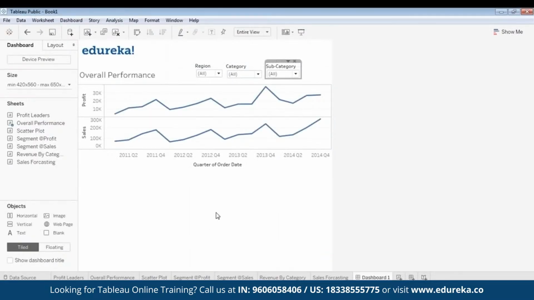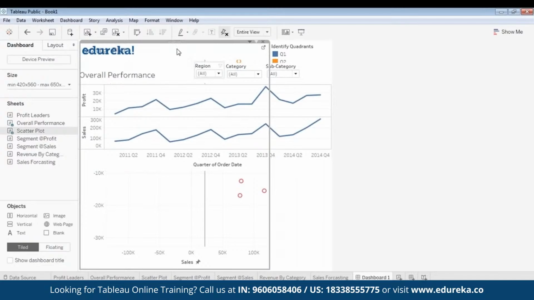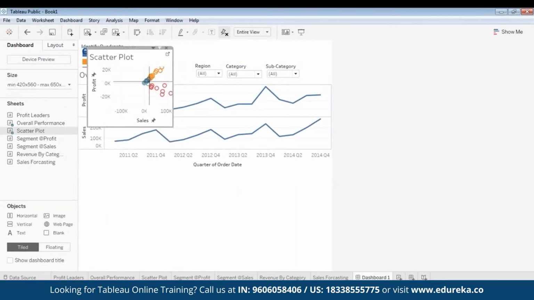Now I want to add one more sheet over here, my scatter plot. I'll drag this one over here, right? I will go there, click on floating, and then I can resize it.